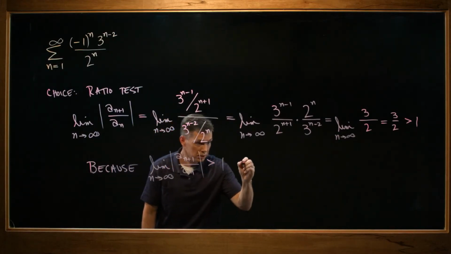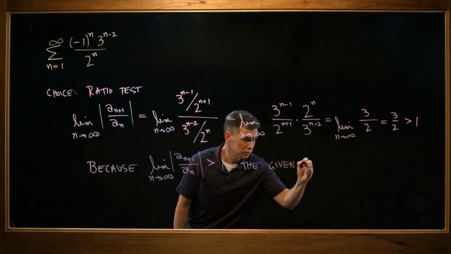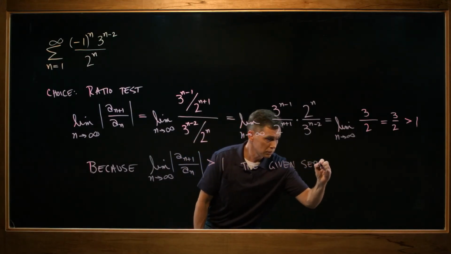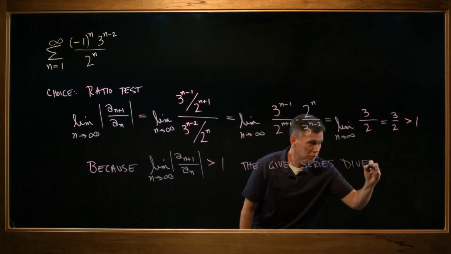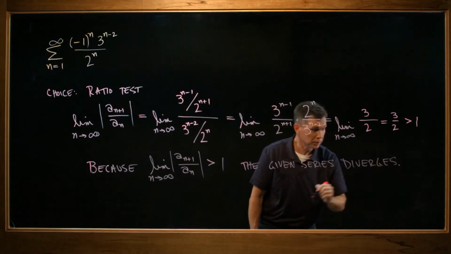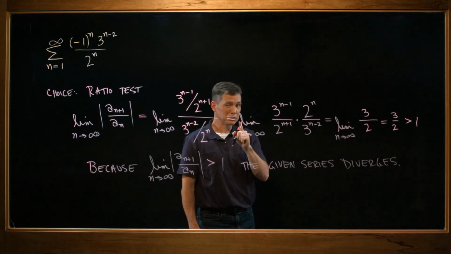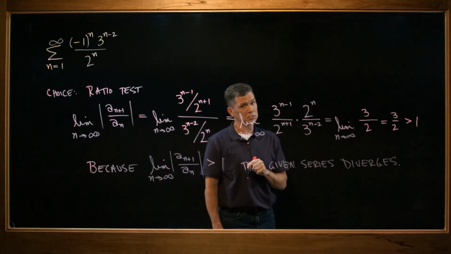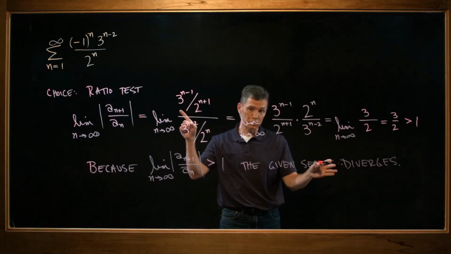My interpretation is that the given series diverges. When we're greater than 1 with this test, we get divergence. If we're less than 1, it would converge. If it equaled 1, that's the yucky one. That means it's inconclusive and we would use a different test. So my final answer for this is that the given series diverges.